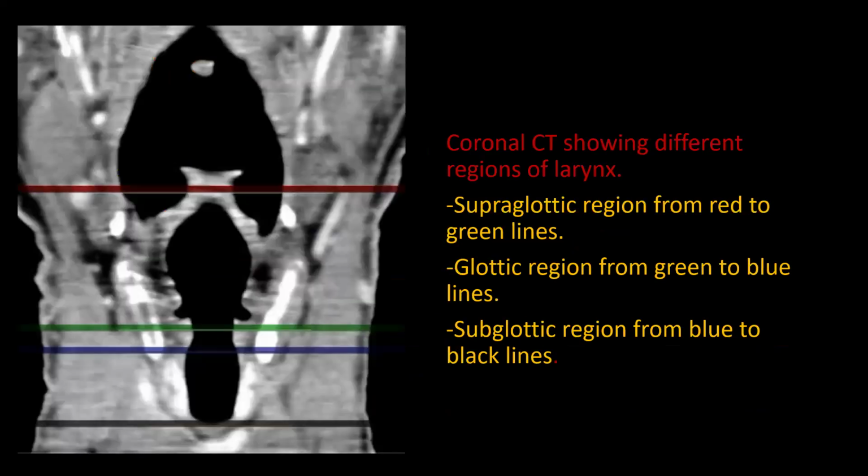As we can see in this image, the supraglottic region extends from the red line above to the green line below. The glottic region is from the green line to the blue line, and the subglottic is from the blue line to the black line.